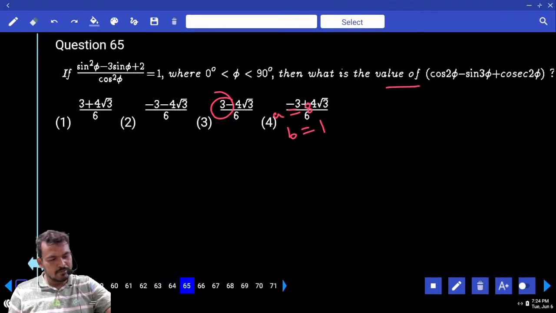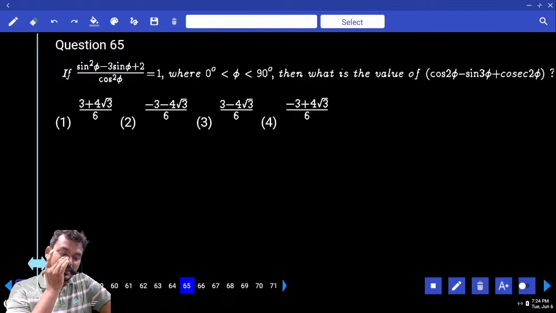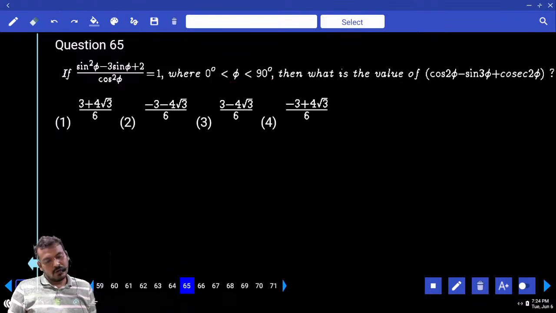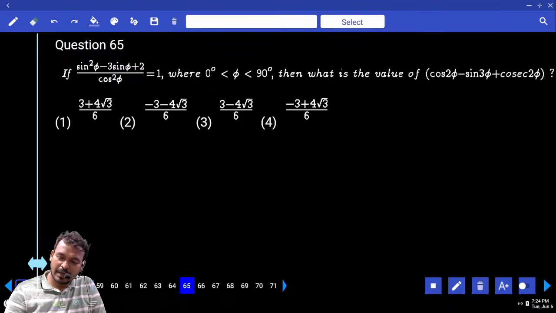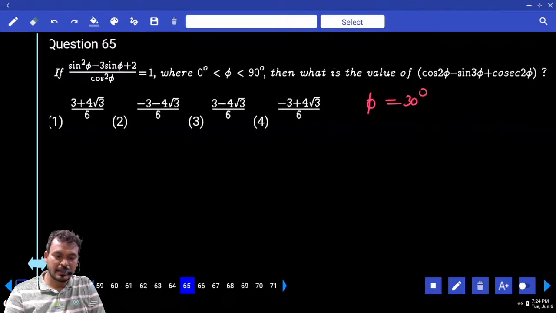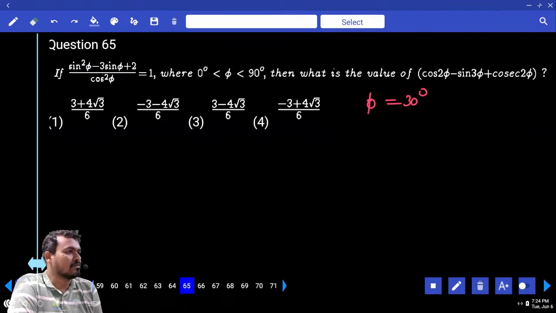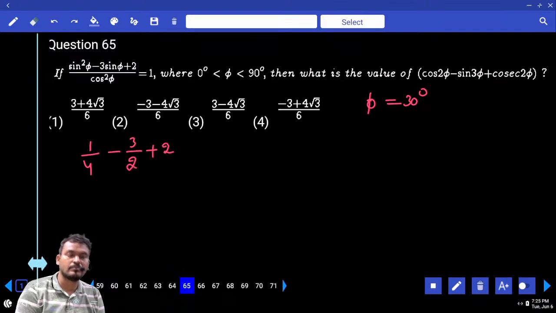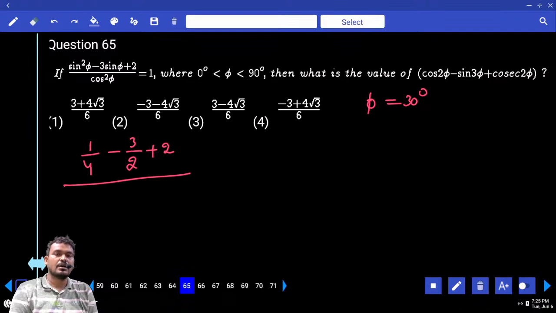Next question number 65. Sin square pi minus 3 sin pi plus 2, by cos square pi, equals 1. And pi value is between 0 to 90. Take the pi value 30. What is sin 30? 1/2, so 1/4 minus 3 sin pi, 3/2, plus 2. What is the denominator? Cos 30 is root 3/2, square means 3/4. What is the numerator? 1/4 minus 3/2 plus 2.